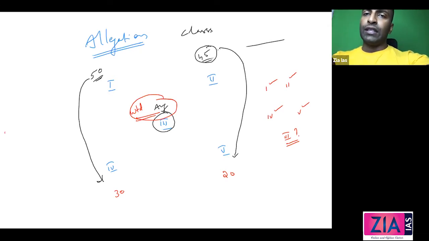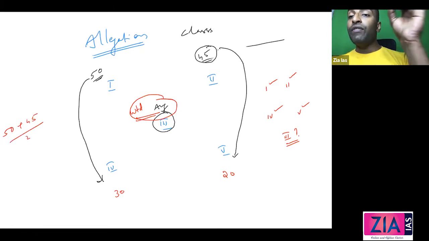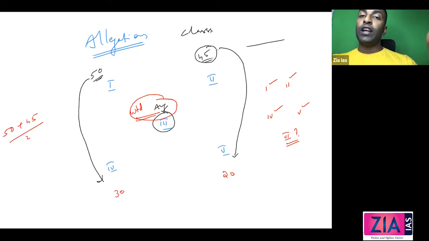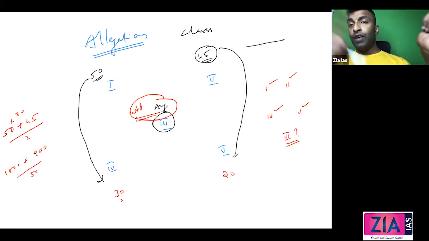If it is same, you just need to do this only, 50 plus 45 divided by 2. That is easy for you. 95 by 2, 47.5. It is done, only when the numbers are same. But since it is different here, we need to do the entire process: 50 into 30, because this is 30, so you will get 1500, plus 45 into 20, that you will get 900, divided by 30 plus 20, that is 50. So 2400 divided by 50 is what you need to do.